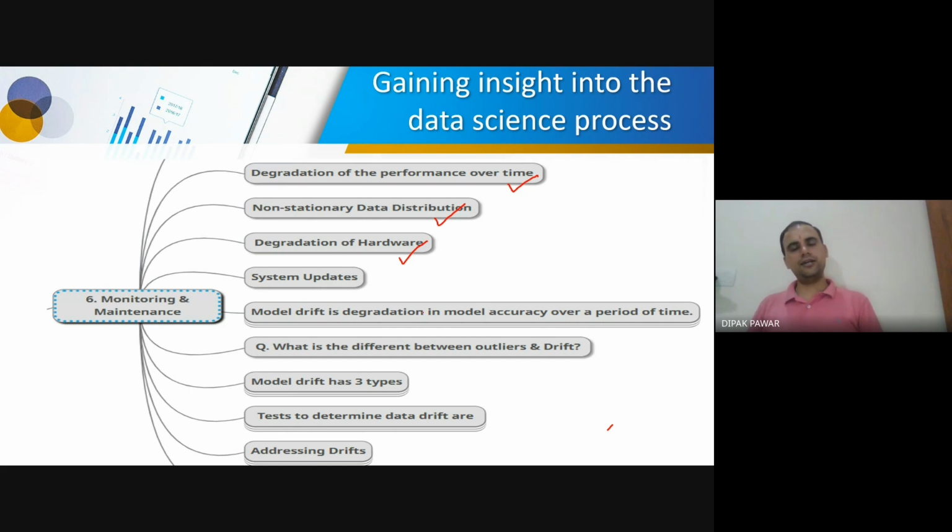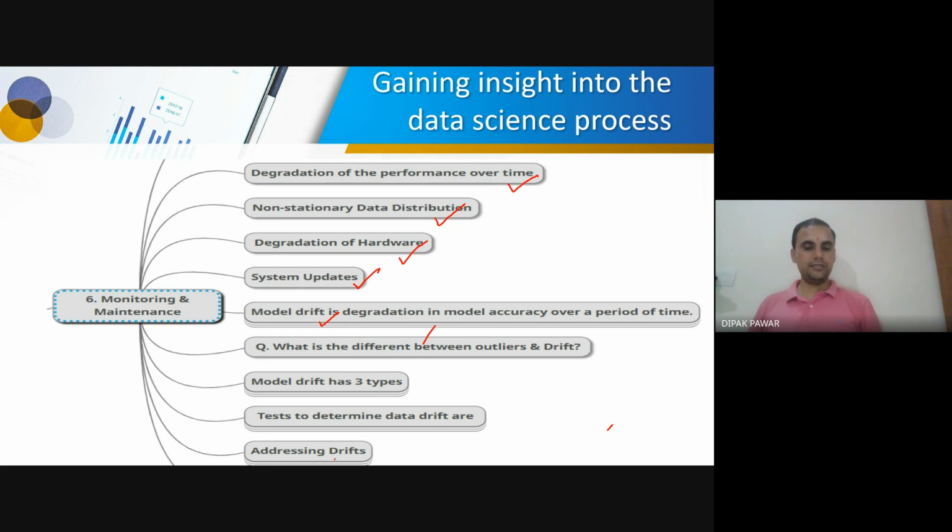Everyone knows that even with a PC and all the stuff we have, after a certain amount of time the parameters, the RAM as well as the performance of the CPU, get slowed down. So the same thing happens here. Then there might be some system updates, right? We know that different software gets updated daily, or after every month or every year. Because of that, again we require monitoring and maintenance. There is also model drift, and these are the parts we should consider.